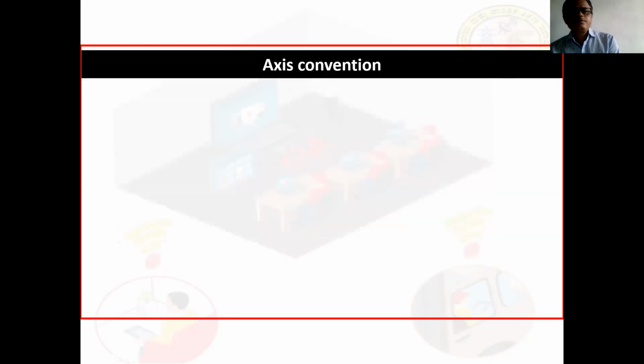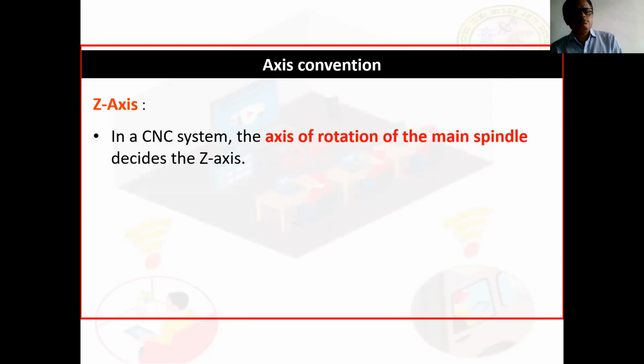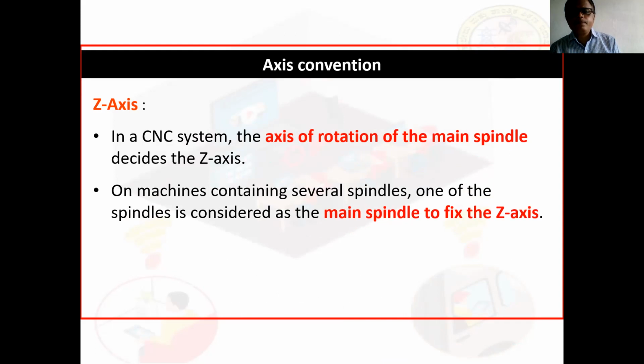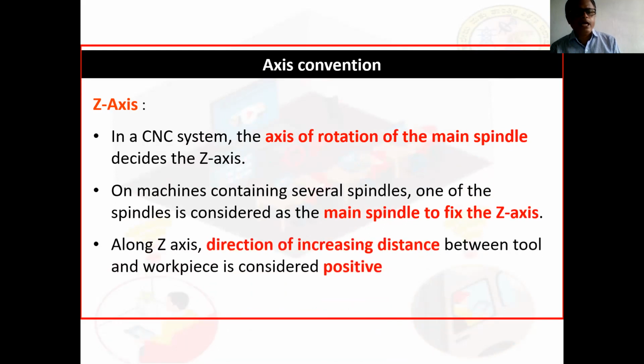Now we will see the definitions or conventions, the axis convention. It is just like naming the axis. What is the convention for the Z axis? In a CNC system or NC system, the axis of rotation of the main spindle decides the Z axis. Suppose you have more than one spindle, then one of the spindles is considered as the main spindle to fix the Z axis. Then along the Z axis, the direction of increasing the distance between the tool and workpiece is considered positive.